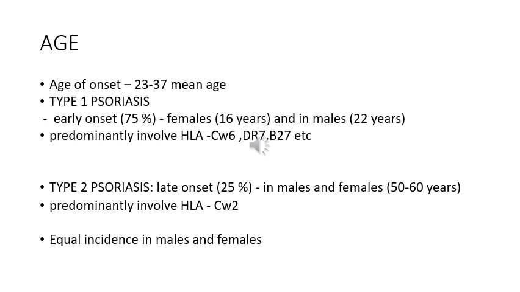And type 2 psoriasis is late onset, meaning after the 40s or 50s age. So 25% of the total cases are type 2 psoriasis. It's seen after 45 to 60 or 50 to 60 years, and it predominantly involves HLA-CW2 only. The incidence is equal in males and females. It is seen almost equally in males and females, and the average age of onset is 23 to 37.